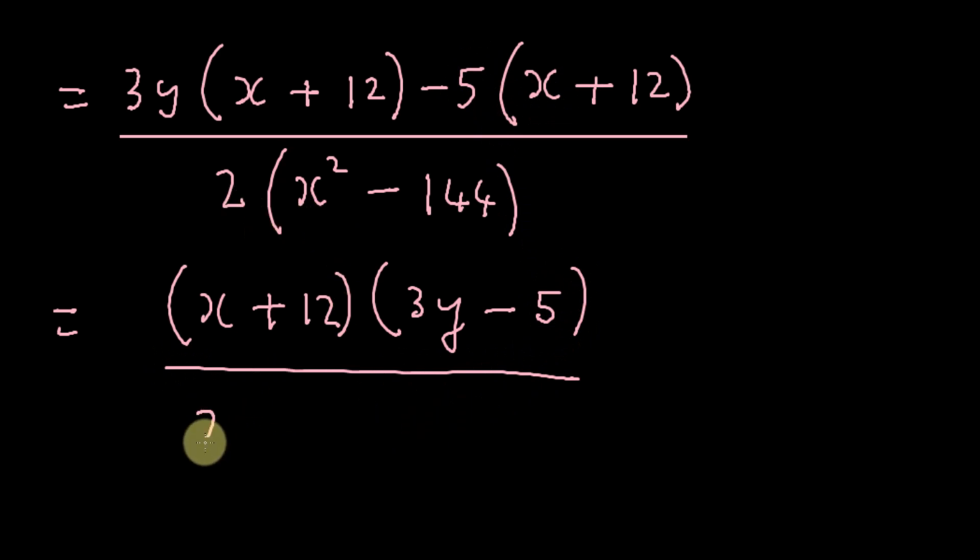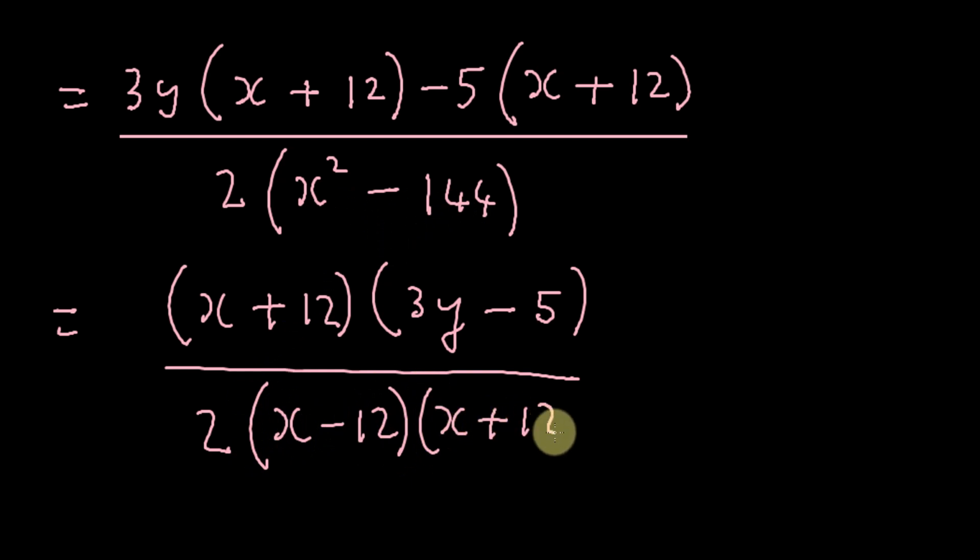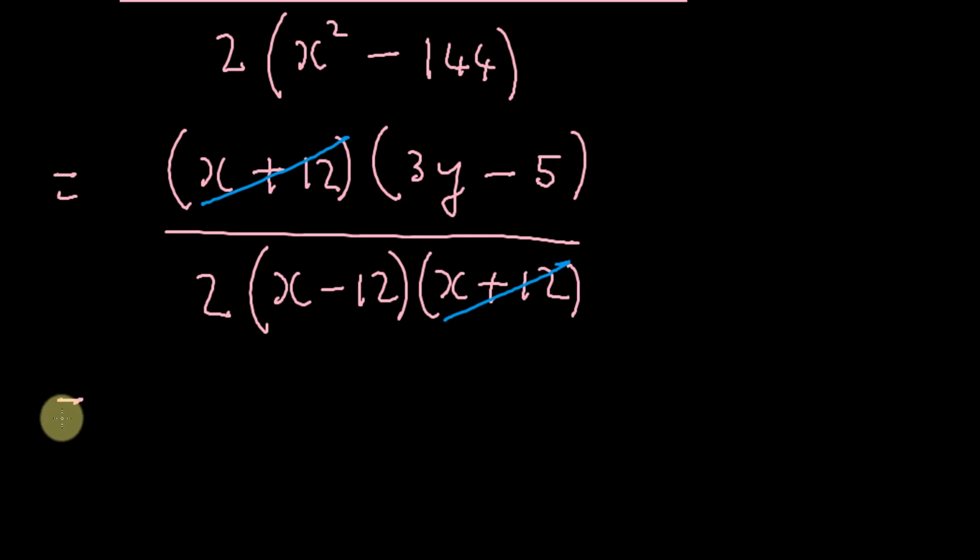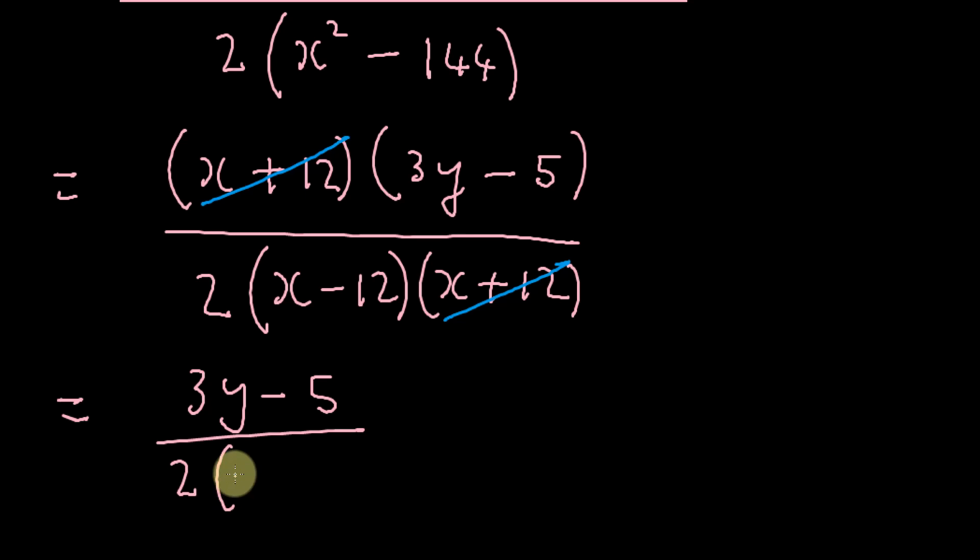Then in the denominator, we have a difference of squares. So it's going to be x minus 12 times x plus 12. The x plus 12 here will cancel with this x plus 12. And we're going to be left with 3y minus 5 all over 2 into x minus 12.